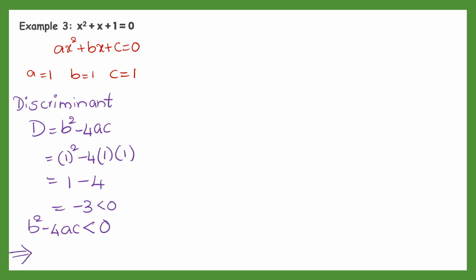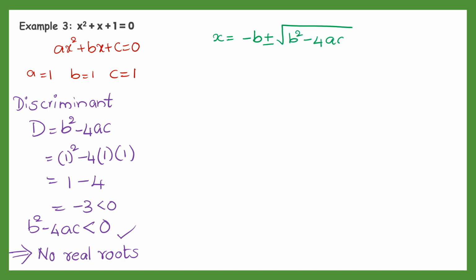If my discriminant b square minus 4ac is less than 0, what do you get? You will not get real roots. So no real roots. So the discriminant will tell us the nature of roots. According to it, we came to the conclusion that we will not get any real roots. Let's verify that. What is the quadratic formula to find the roots? x is equal to minus b plus or minus root of b square minus 4ac, by 2a.